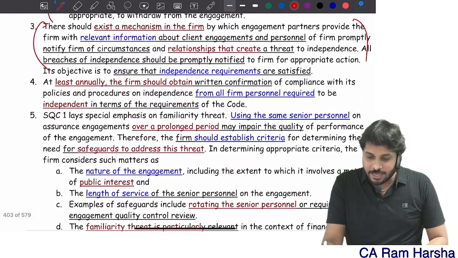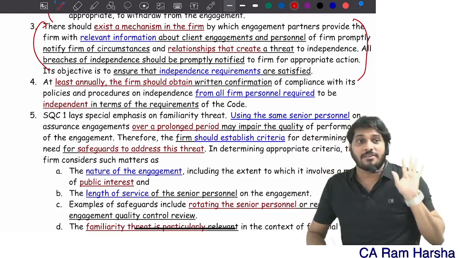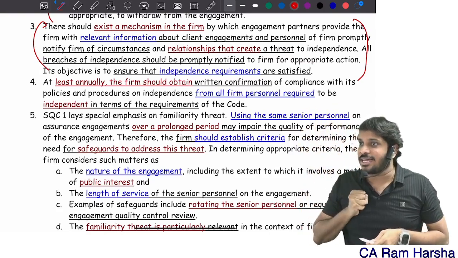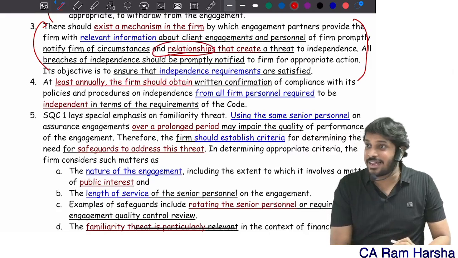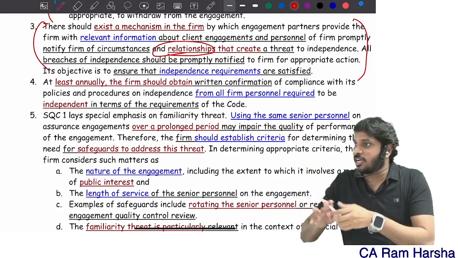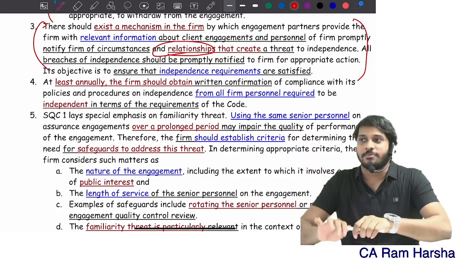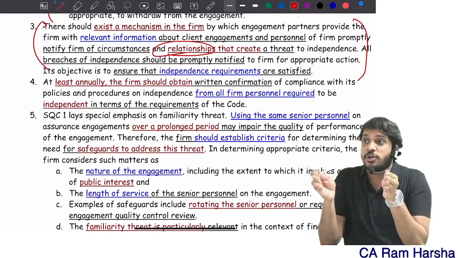So there should be a mechanism in the firm. Before accepting the client, obtain information about the client, like what relationships we have with the client. Yes or no? We should obtain that information, and every partner should give that information to the firm monitoring team, like the firm quality control team. Actually, in many big firms, they will have a separate quality control team.